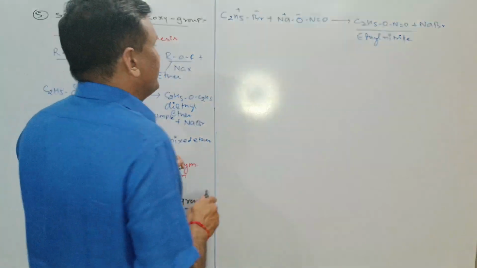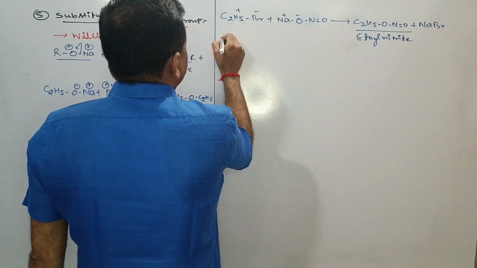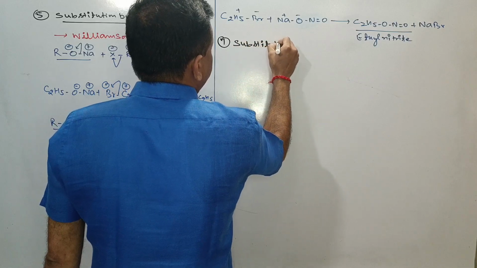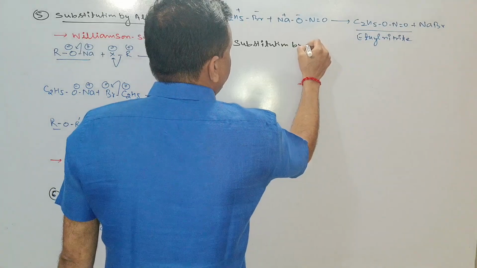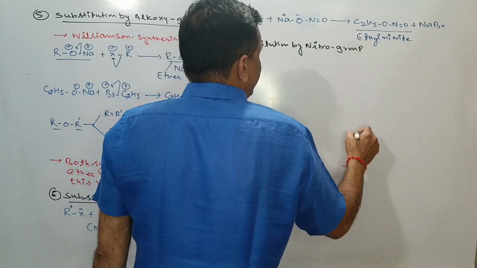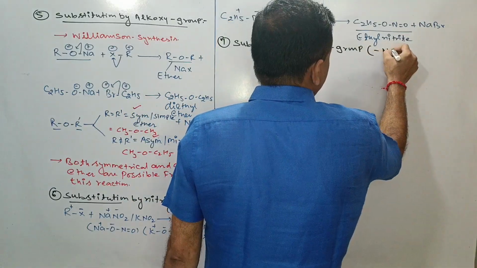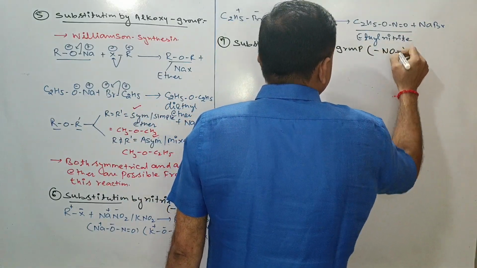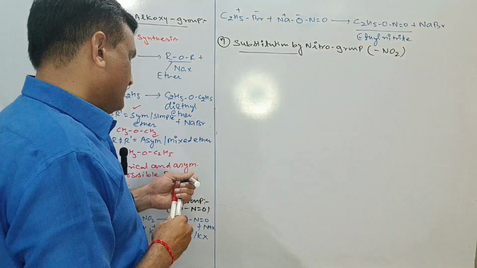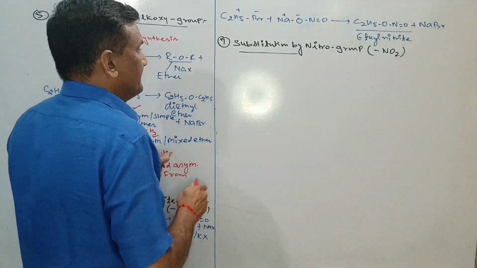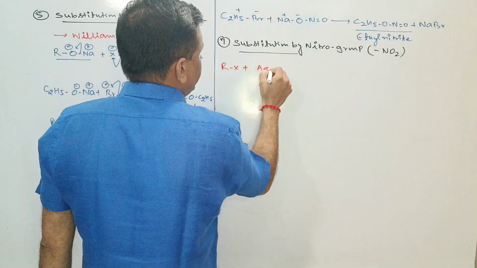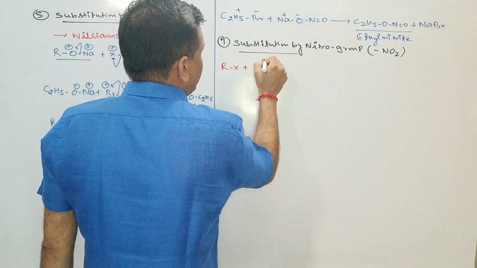Now I would like to go with the seventh reaction. What is that? Substitution by nitro group. As a nitro group, we use NO2, not ONO. This is the nitro group. For substitution by nitro group, we take the alkyl halide first of all, and AgNO2, alcoholic.